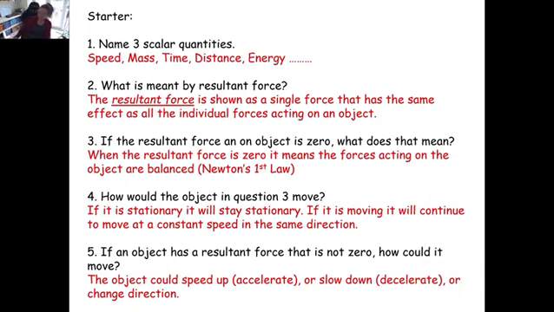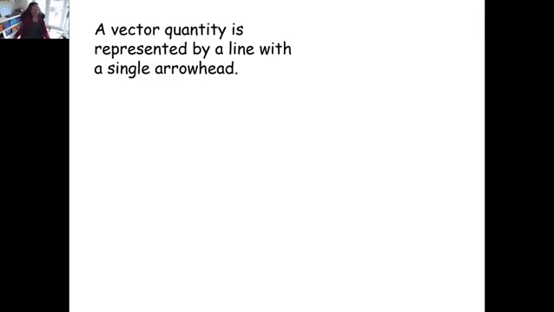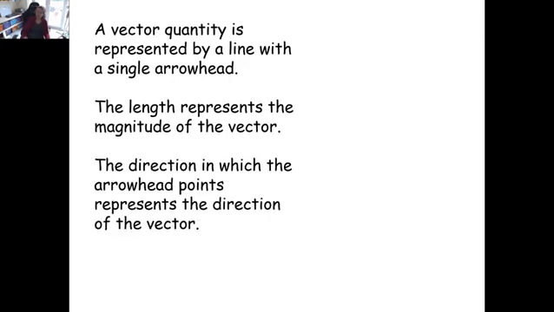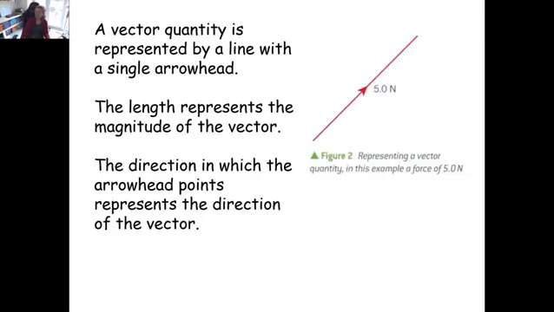Okay, so moving on, today's lesson we're going to be looking at the parallelogram of forces. Now you already know that a vector quantity is represented by a line with a single arrowhead. So the length of the line represents the magnitude of the vector, and the direction in which the arrowhead is pointing is representing the direction of that vector. So you might have something that looks similar to that. So we have a vector there which is of a magnitude of 5 newtons, and its direction is perhaps a northeasterly direction, or maybe 45 degrees to the horizontal.